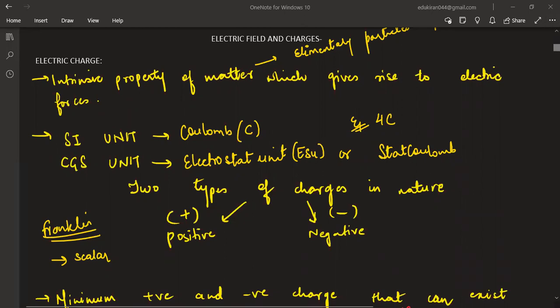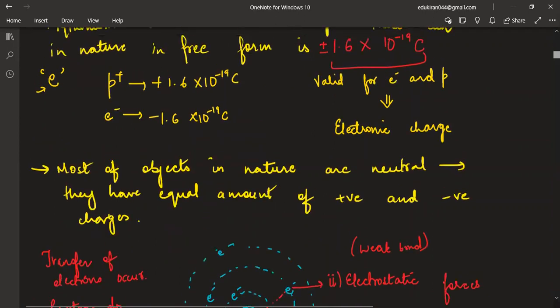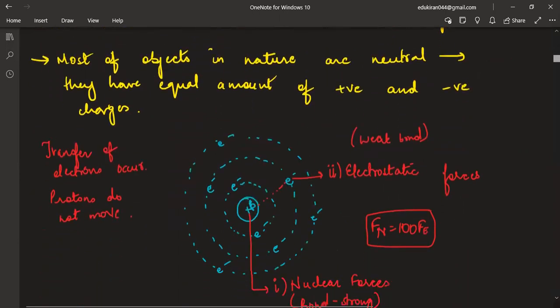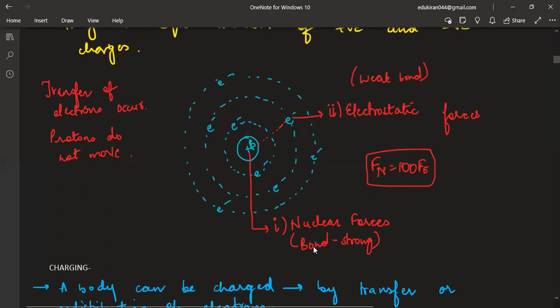See, electric charge is a very basic quantity. Questions on it aren't direct. Just remember the basic value, that is 1.6 into 10 to the power minus 19 coulomb. This is enough. And you should remember that the protons are held through nuclear forces, and the electrons revolve around the protons with the help of electrostatic forces.